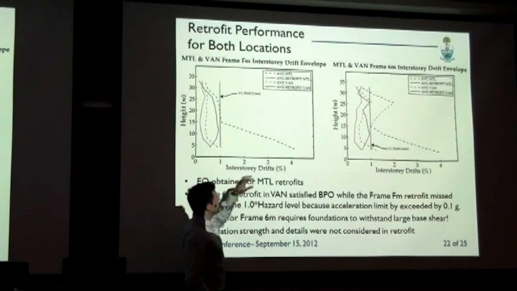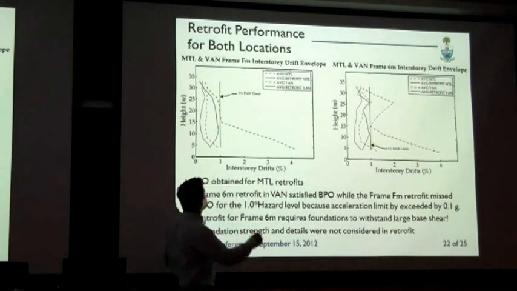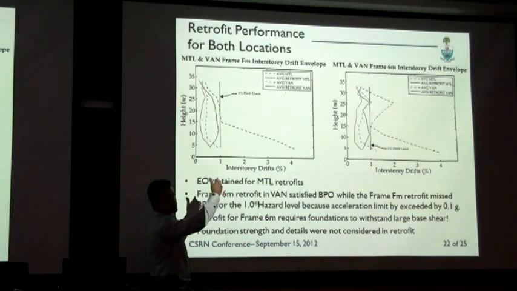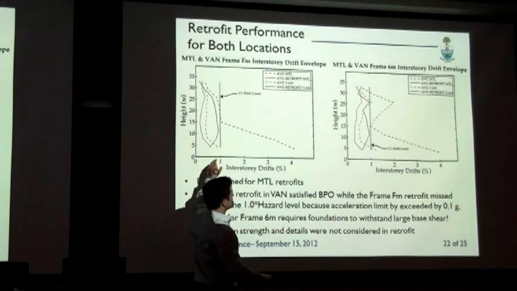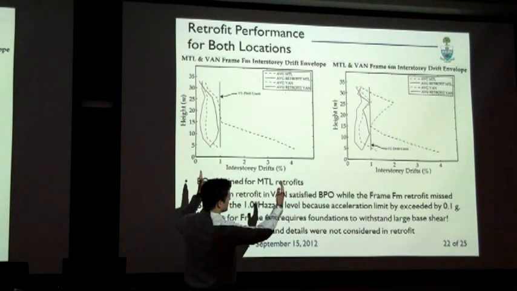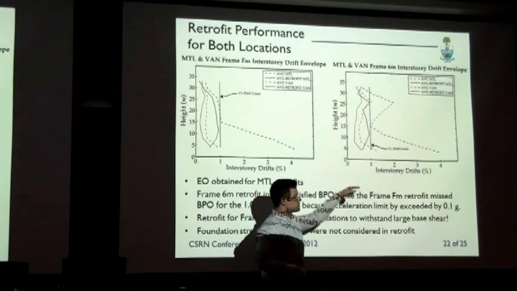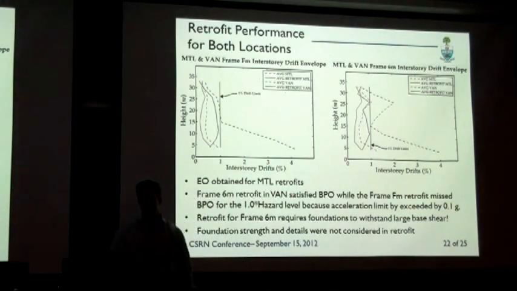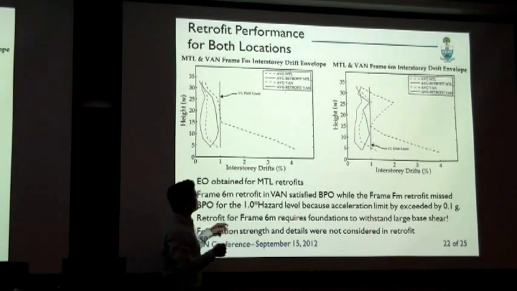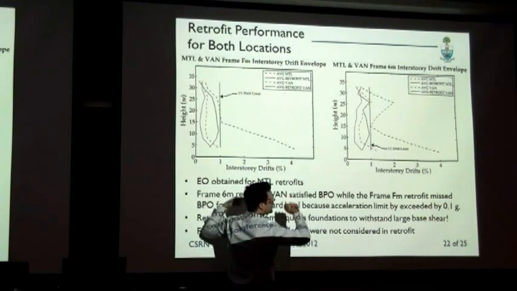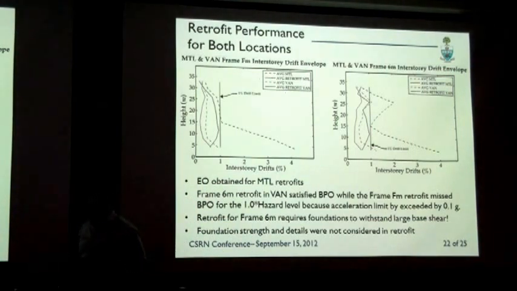This is for frame FM, that's frame 6M. Red represents Montreal, black represents Vancouver. The dashed lines are the original performance for the interstory drift. So in Montreal, we can see that the red lines, the solid ones that is, shifted the interstory drift profile quite a bit. We are well below this 1% drift limit. We are achieving our enhanced objectives for interstory drift. In Vancouver, this is the best part. Look at how much we reduced this interstory drift by. And over here too. And we had no collapses, we had no column yielding, and no column buckling.